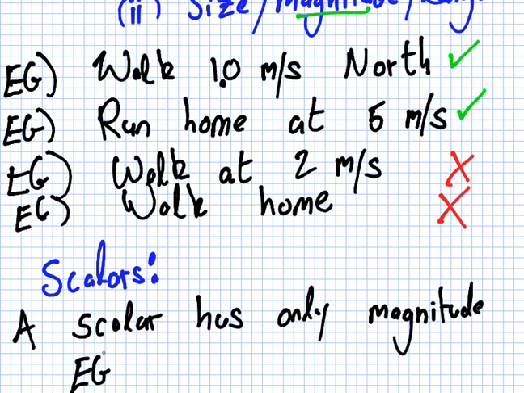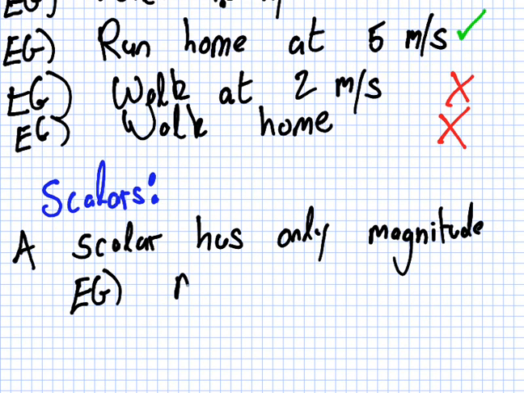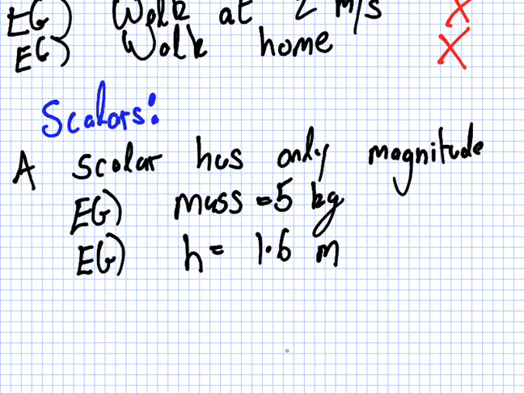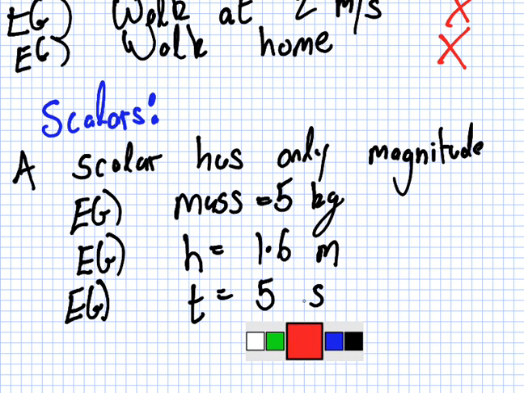Let's have some other examples. So for example, mass equals 5 kilograms. That's a scalar. Example, a person's height equals 1.6 meters. That's a scalar. Let's do one more. I want to do something you already know. What else do we do? Time. Yes, time equals 5 seconds. These are all scalars. Scalar, scalar, scalar.